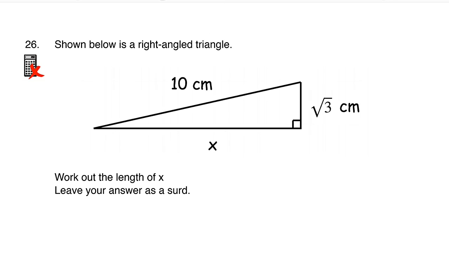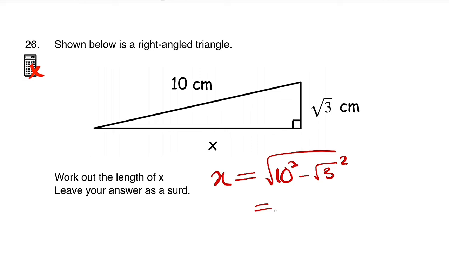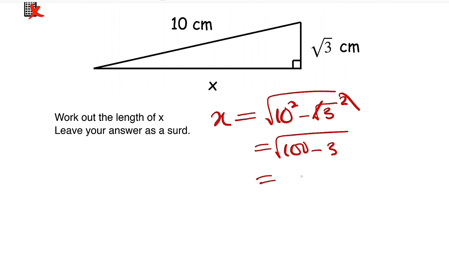And question number 26. Work out the length of x. Leave your answer in surd. You can do this. This is the hypotenuse. So x is equal to the square root of 10 squared minus square root of 3 also squared. This is square root of 100 minus 3, because power of 2 will cancel the square root. And this is equal to square root of 97. What can we do here furthermore? We cannot break it anymore, so this is just in centimeter.